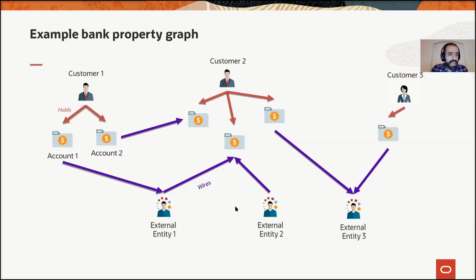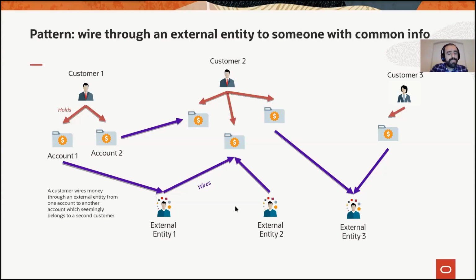Now let us see the pattern of money laundering that we would like to detect. Let us assume that customer 1 would like to launder money through an external entity to another customer of the bank. Now these two customers seemingly appear different. However, they can be the same person. How can we realize that?